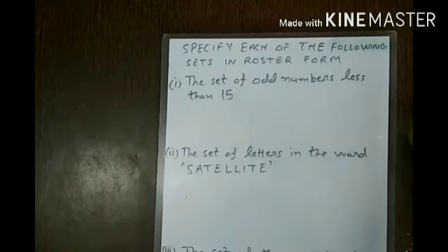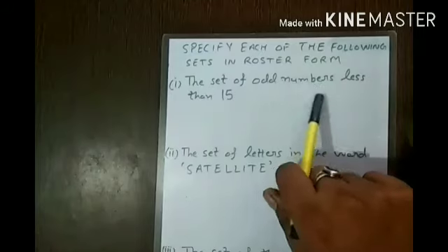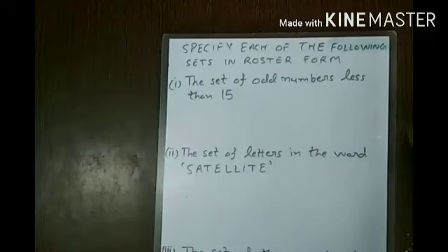So let us come to the first statement. The set of the odd numbers less than 15. Now odd numbers are those which are not divisible by 2. If we start counting from 1, that is the first odd number, after that 3, then 5, then 7, after that 9, 11, 13, then 15.